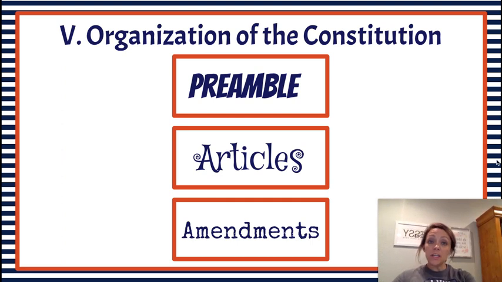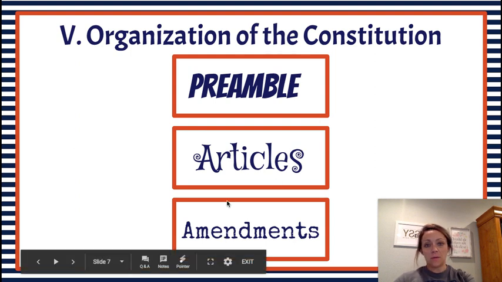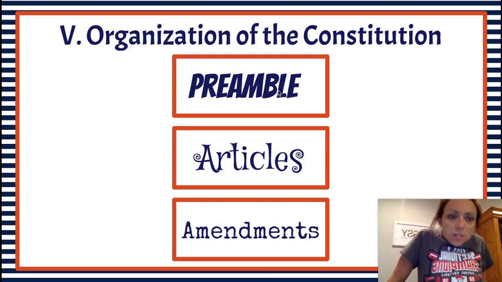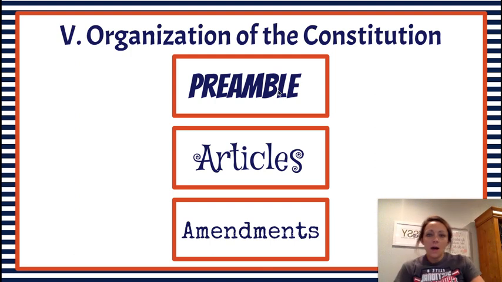So our Constitution can be broken down into three separate sections. We've got the Preamble, then we've got the Articles, and then we've got the Amendments, okay? The Preamble is kind of like the introduction to an essay. This is where our founding fathers basically said, here's what we're doing, here's why we're doing it. This is our reason for creating this document, okay?